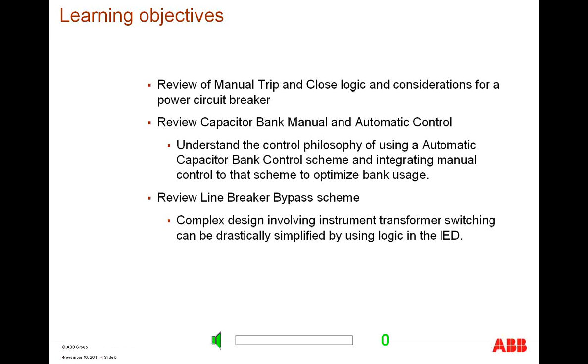Once again, this is JB Hicks, and I will be going through today with these objectives. Today we're hopefully going to review the manual trip and close logic and considerations for a power circuit breaker. We're going to review a capacitor bank, manual and automatic control. We're going to understand the control philosophy of using this automatic bank control scheme and integrating manual control to that scheme to optimize the bank usage.